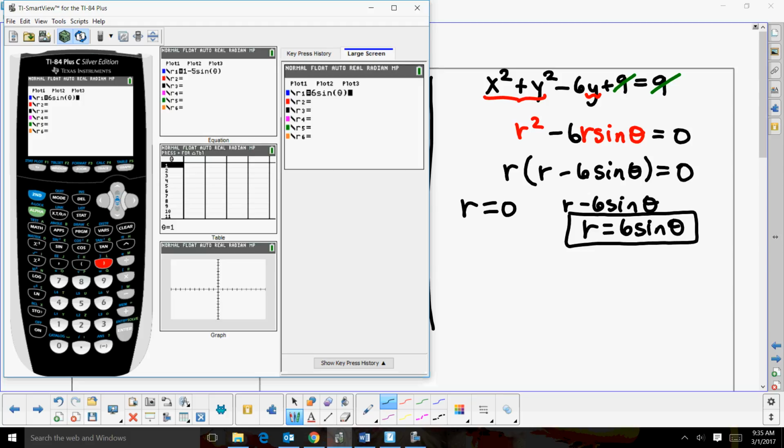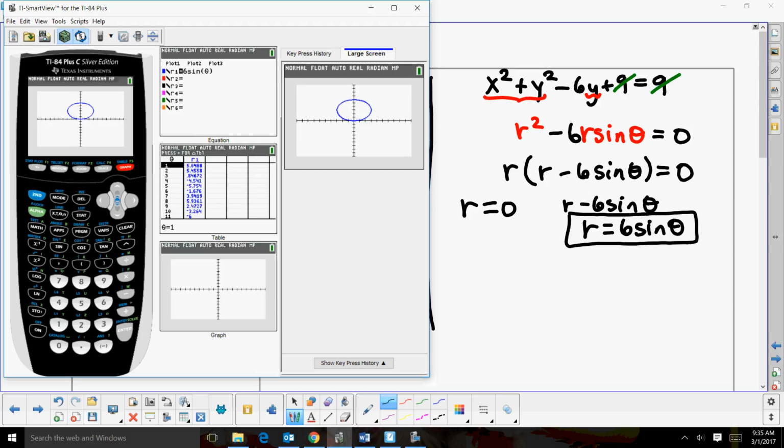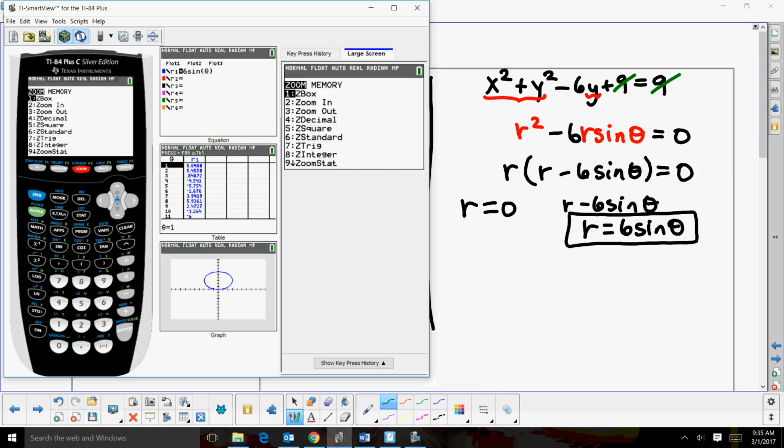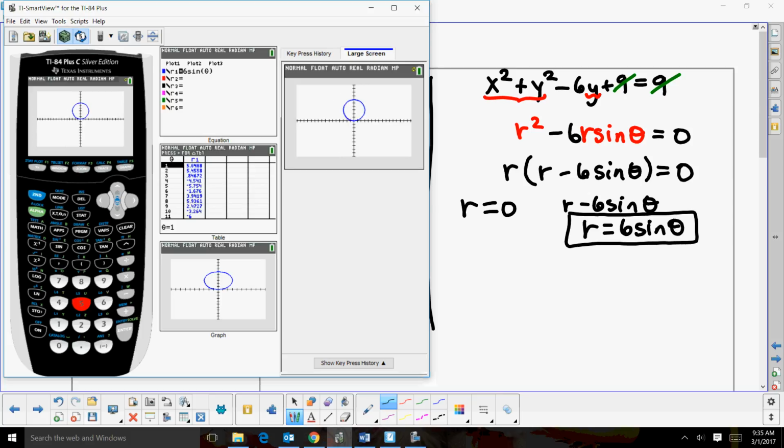Well, hold on, let's go graph. We're in a 10 by 10 window, and this is a rectangle, so if you want, you can zoom square, and that makes the tick marks equivalent. Okay, so that is a circle.